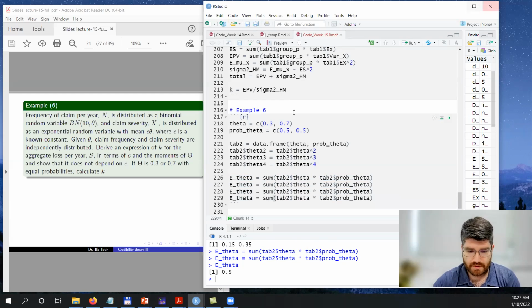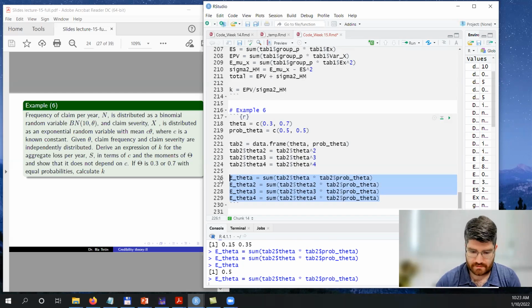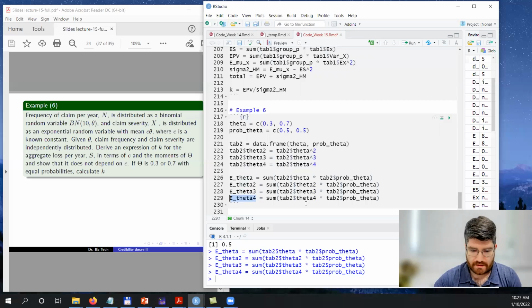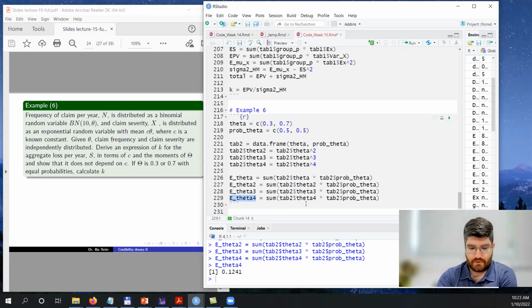The same kind of thing will be applied to our second, third, and fourth: E theta 2, 3, and 4 over here. Then we will use theta 2, 3, and 4 over here. So these are our calculations. Let's say that E theta 4 is 0.1241. So if you are able to follow me, then you will have the same kind of results.